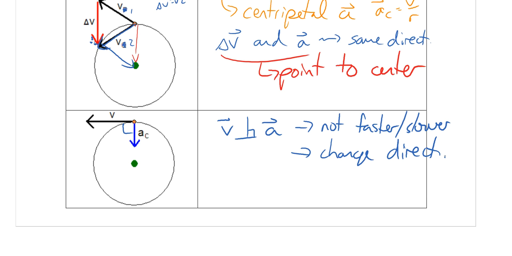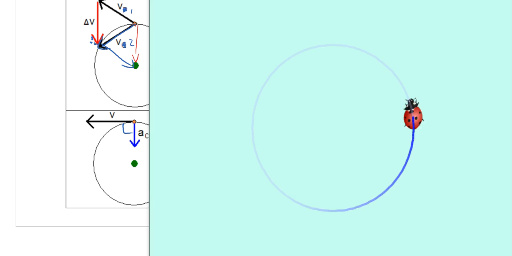So acceleration doesn't necessarily mean faster or slower. It means change in velocity, whether it's the speed part, which you guys are used to, or the direction part, which is what circular motion gives you. It doesn't matter. It's still going to be a relevant acceleration to the situation. If you go back to that little ladybug thing that I showed you previously, there's a ladybug going around a circle. It's not speeding up, it's not slowing down, it is just going in a circle.